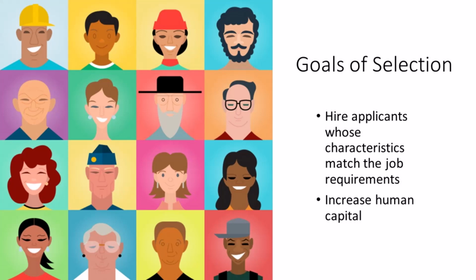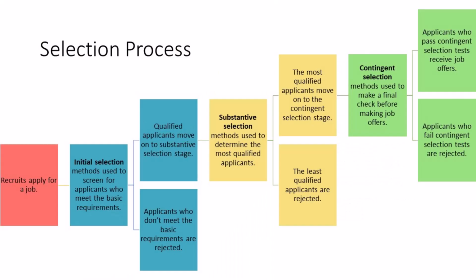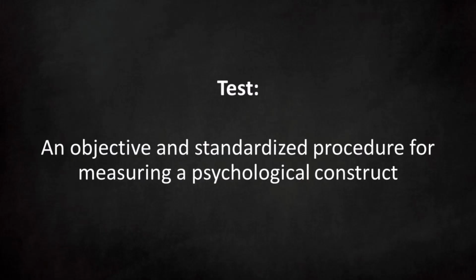When managers hire the right people, they invest in their human capital, and those they select gain specialized knowledge, skills, and experiences that should help them reach their goals. Job applicants usually move through a series of stages, each with its own goals and selection tests. A test is an objective and standardized procedure for measuring a psychological construct using a sample of behavior.